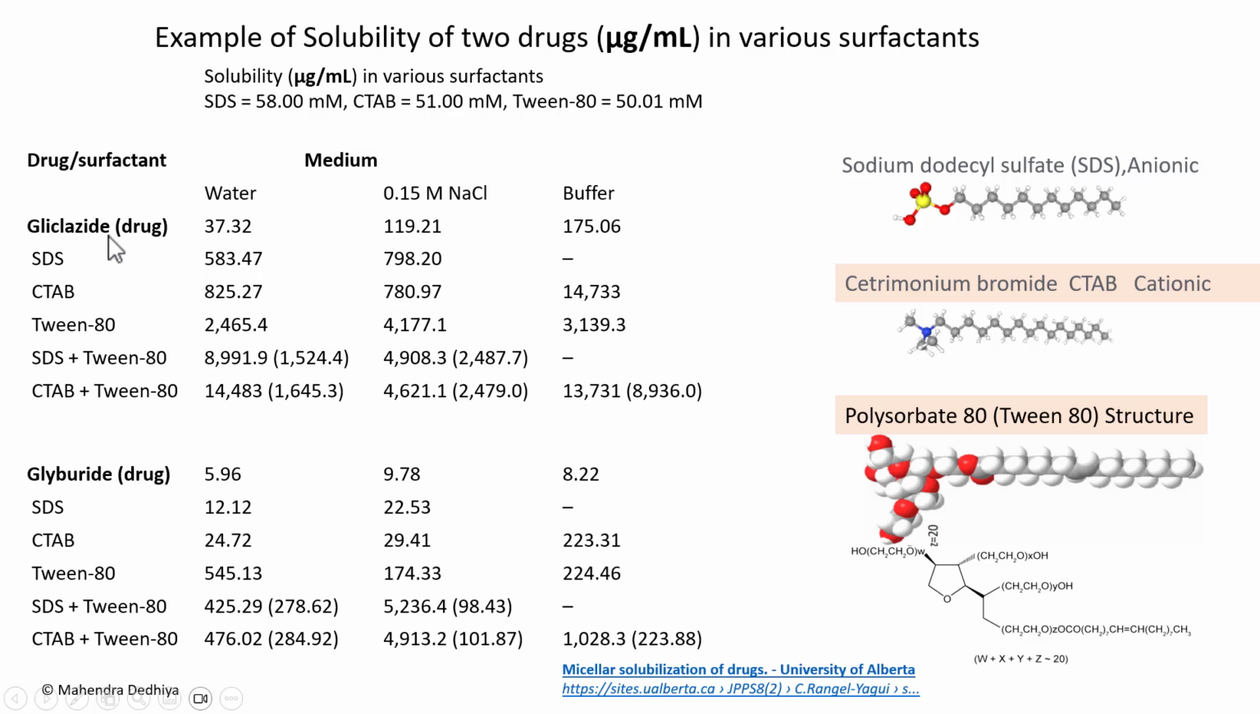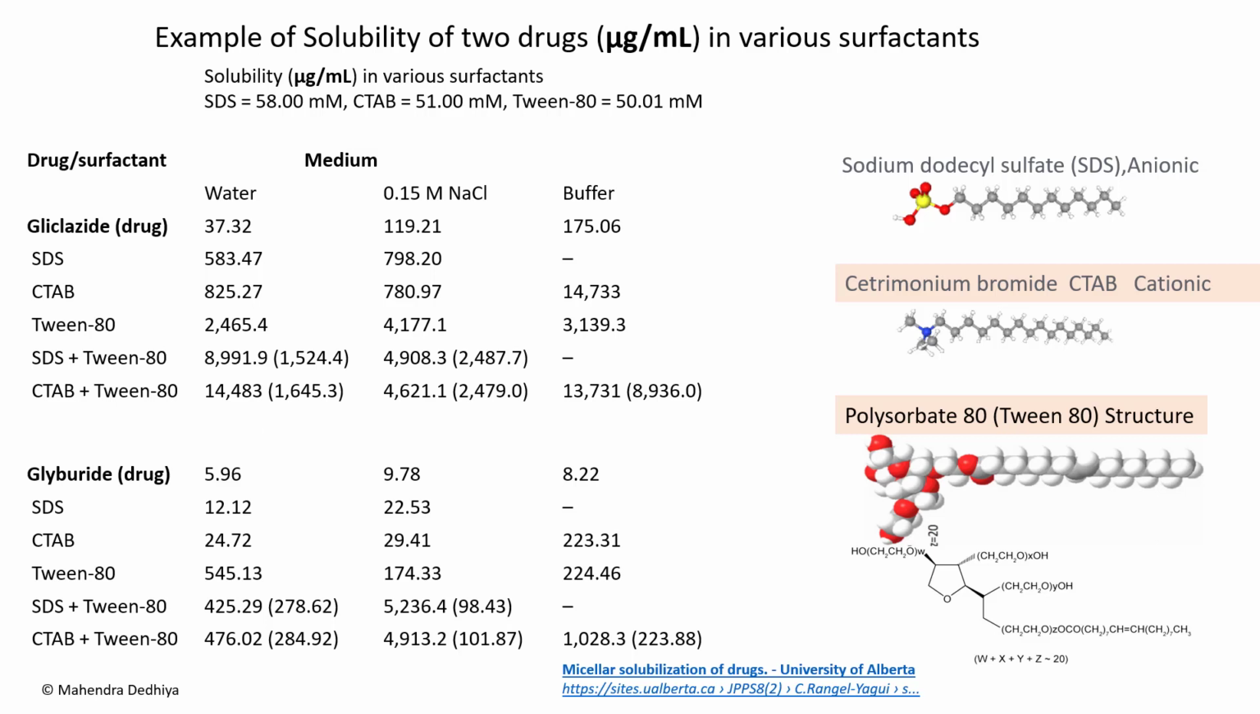Drugs are glyburide and glipizide. These drugs are not soluble. The solubilities are in microgram per ml, insoluble in water. However, when we add surfactants, solubility increases. Combination of SDS and Tween, and combination of CTAB and Tween increases solubility from 37 microgram to 14,000 microgram per ml.